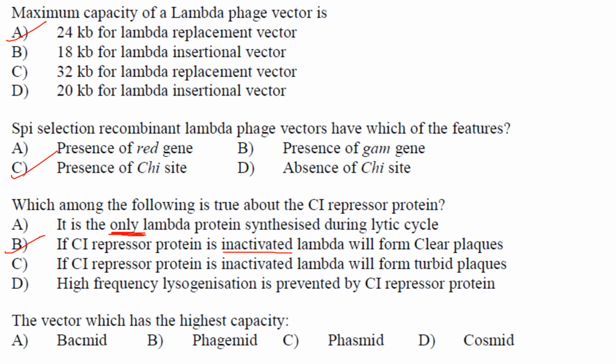High frequency lysogenization is prevented by cI repressor protein? No, it is facilitated by cI repressor protein. So D is also not correct. The vector which has the highest capacity: out of BAC, phagemid, phasmid, you have cosmid. Cosmid is the one with the highest capacity.